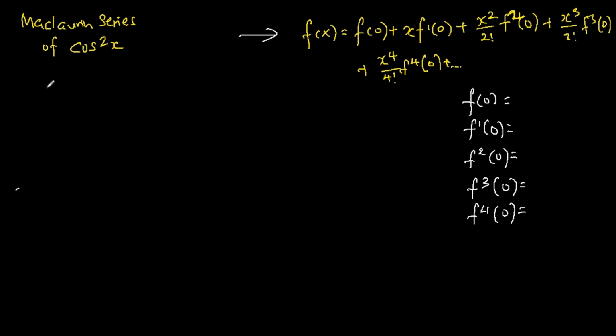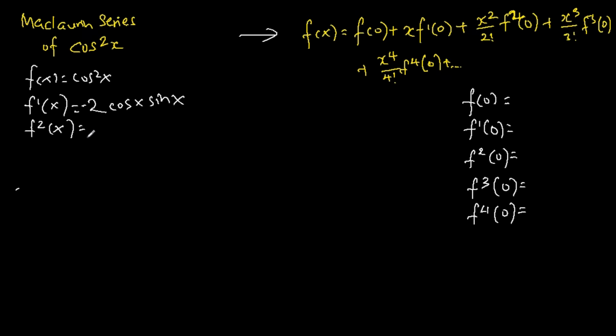We first let the function of x be equal to cosine square x, and then we find the differentiation of the function of x. We will get negative 2 cosine x sine x. We next find the function differentiated twice. To do this, we have to use the product rule of differentiation. Let me write it out in full in this form. Okay, and then we evaluate it.